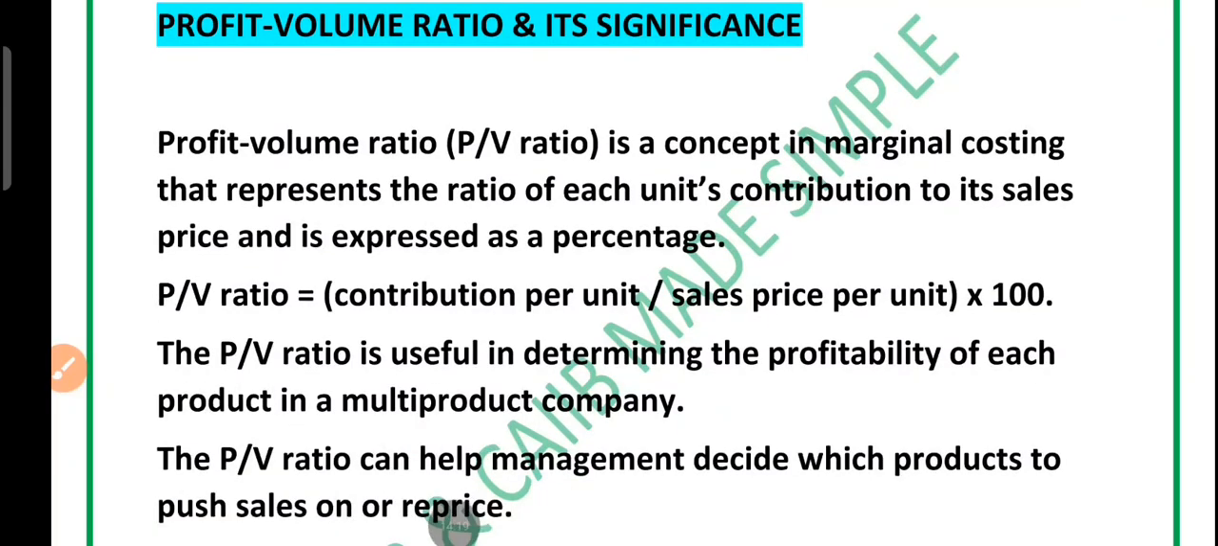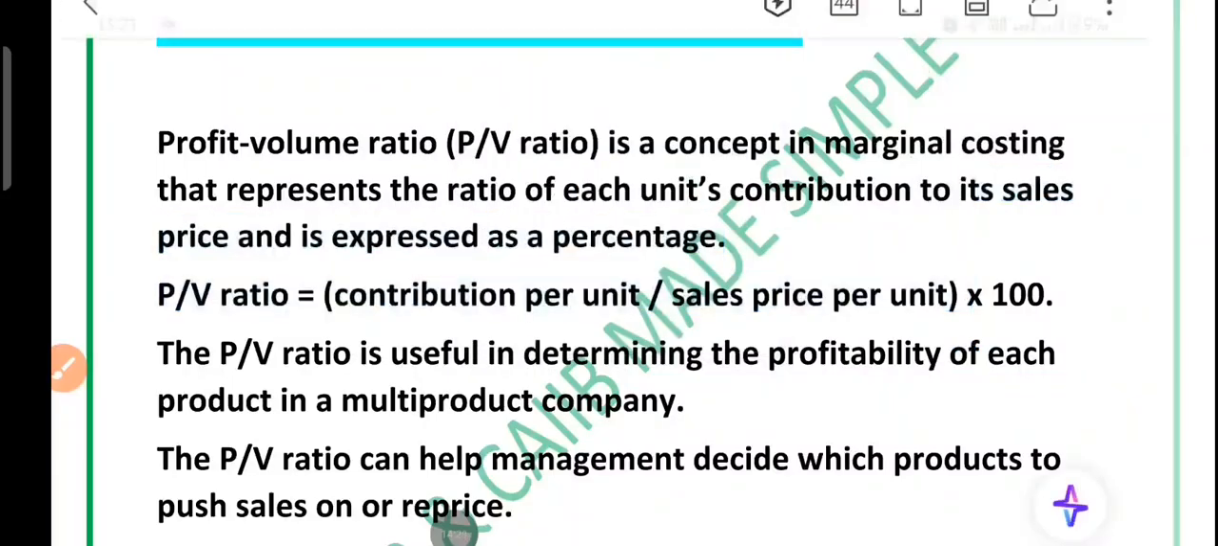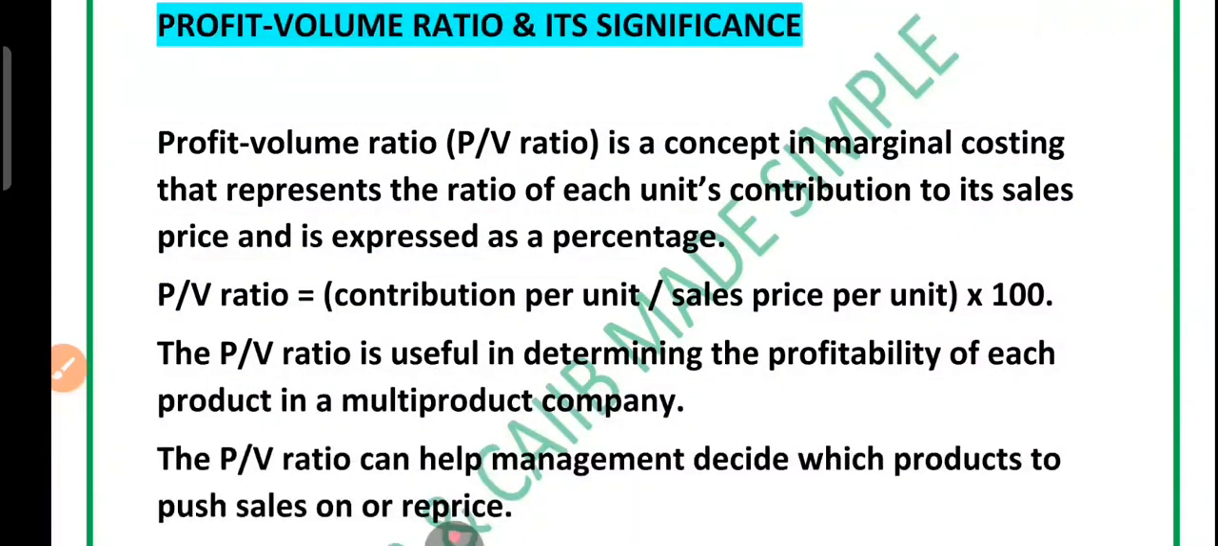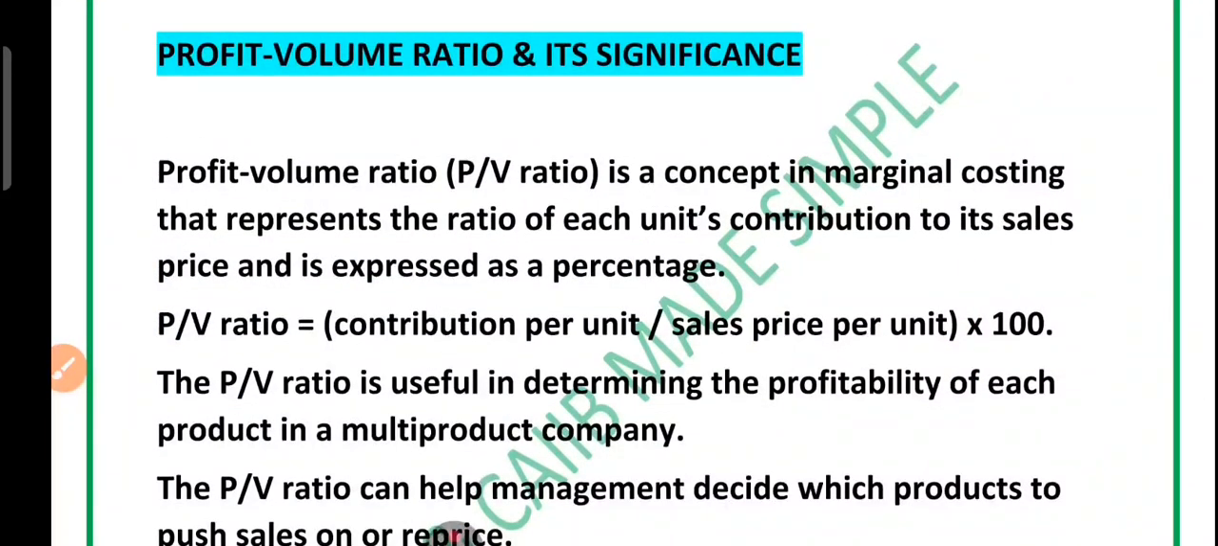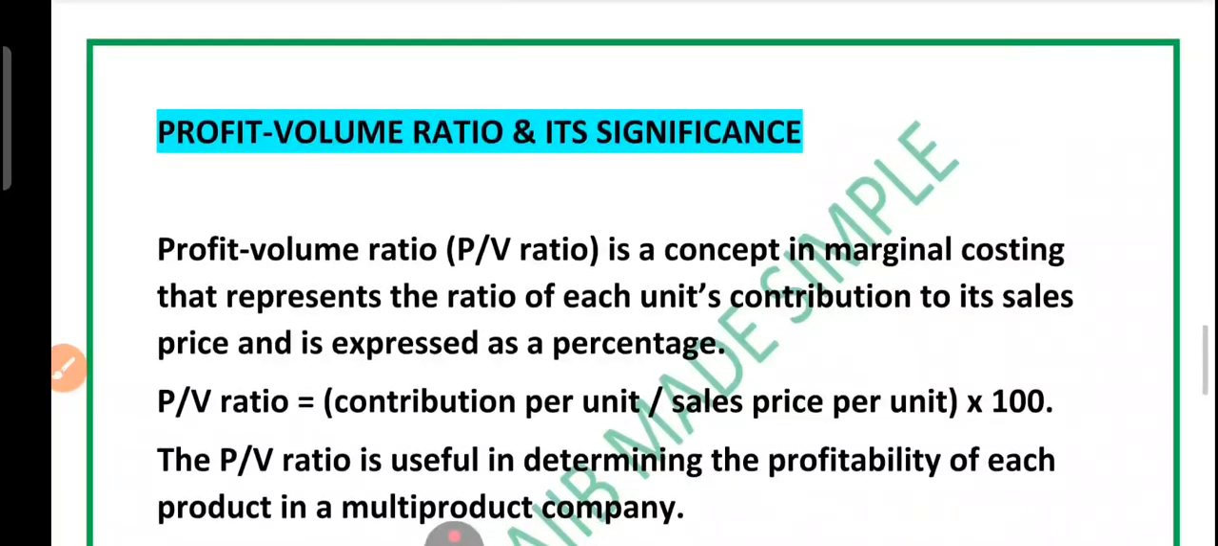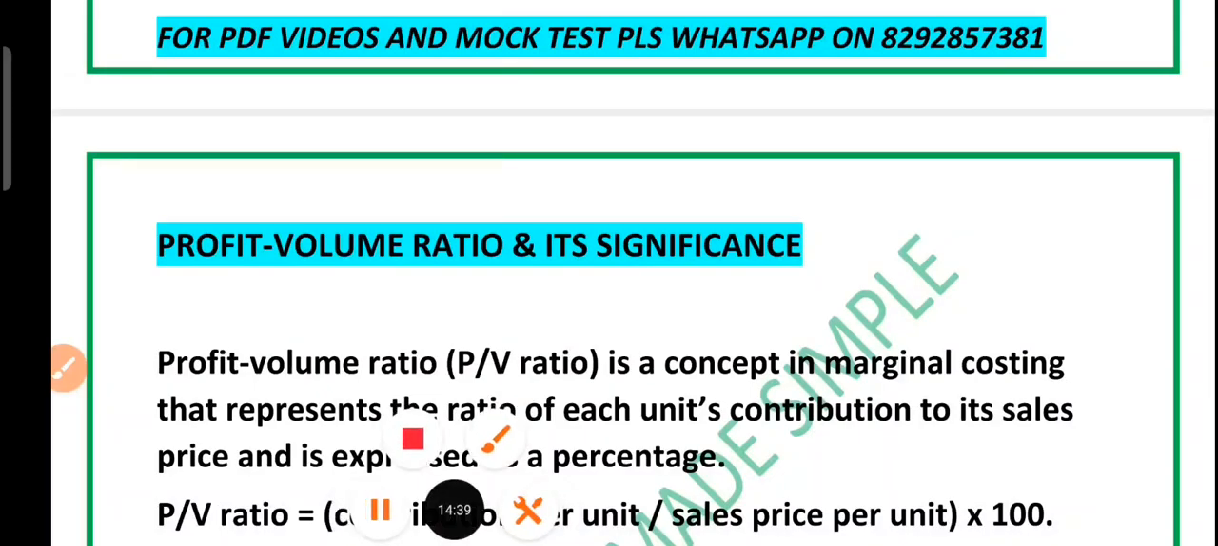Friends, let's now talk about a very important concept in marginal costing, that is called the P/V ratio. Don't get scared by the name. It's actually very simple. This ratio tells us how much of the sale price is actually contributing to profit after covering the variable cost. Let me explain using one example. It will be crystal clear to you.